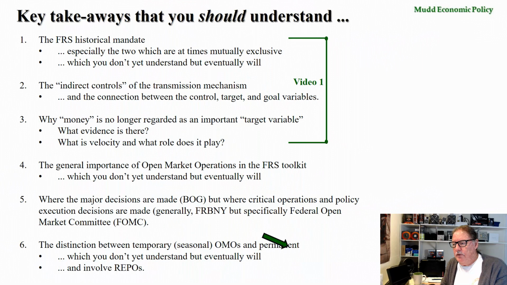Now, out of this lecture, that arrow randomly went somewhere. Out of this lecture, that's supposed to be pointing at number 4, and I didn't pull it up there. So imagine that green arrow is pointing at point 4. The general importance of open market operations in the Federal Reserve toolkit, and so you're going to have a sense of that after part 3, and so most of this is ahead of us. But you need to understand and grasp the significance of open market operations and how powerful they are.